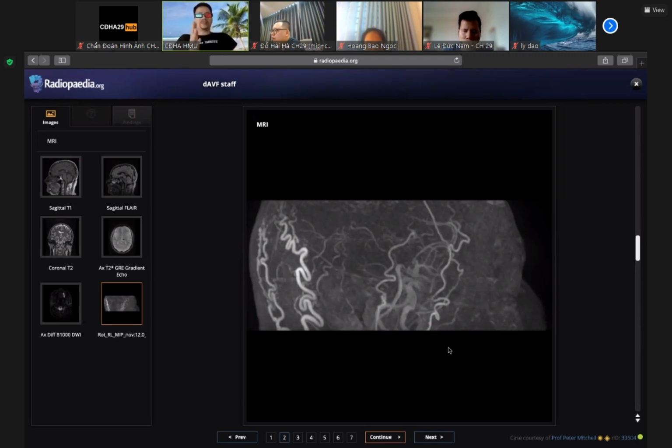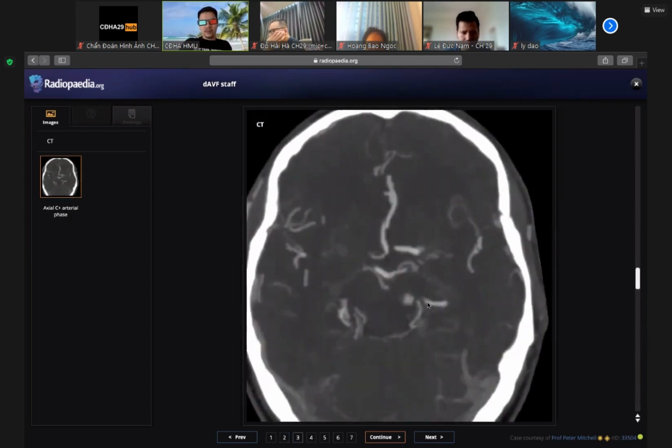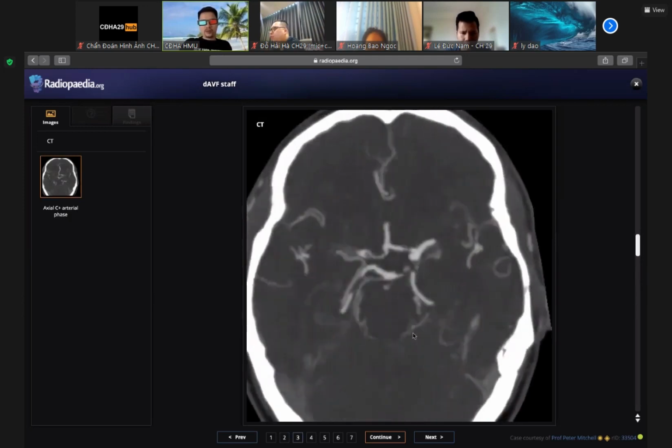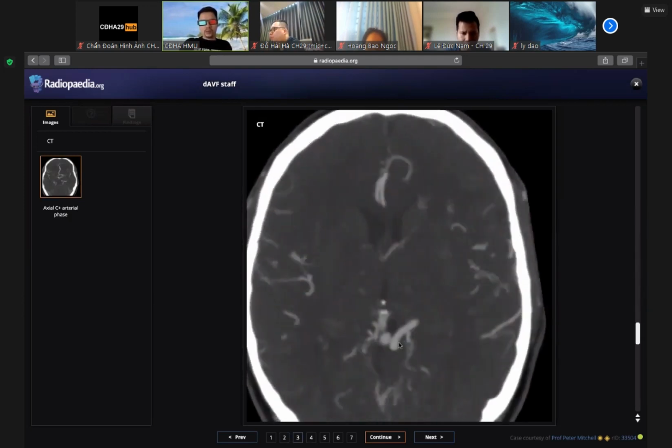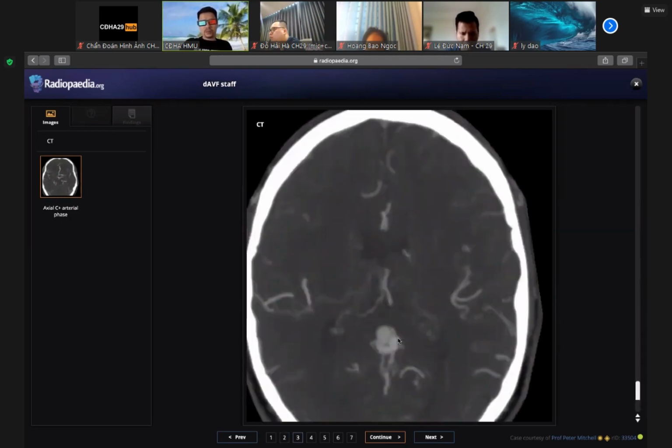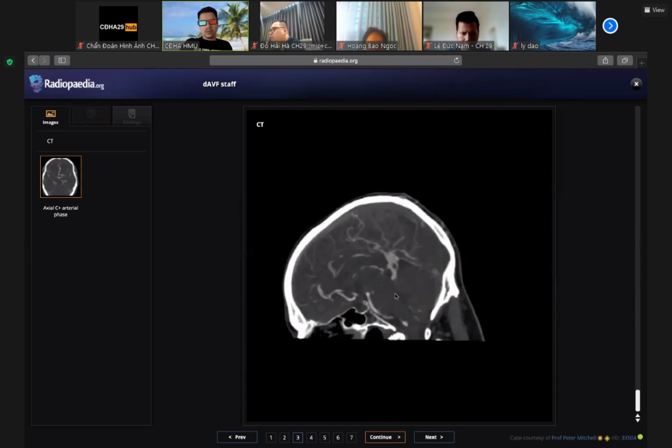Normally for the AVM, the AVM is supplied from the ICA, right? But the dAVF can be supplied from the branches of the ECA. And on the CTA, we see the dilated vein, which drains to the deep venous structure. There's no more clear information.